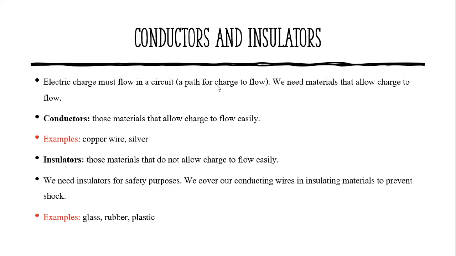So we need materials that allow charge to flow. In a little bit, we're going to look at a circuit and look at where conductors are and where insulators could be placed. So conductors are those materials that allow charge to flow easily. These are all my wires that I used in my circuit. Those allow my charge to flow easily through them. And most of the time, it's going to be a copper wire or it's going to be silver.